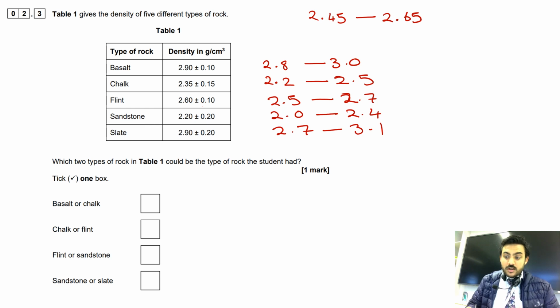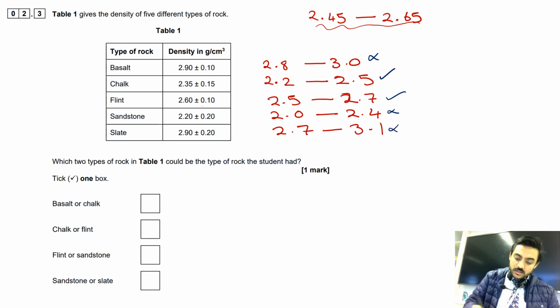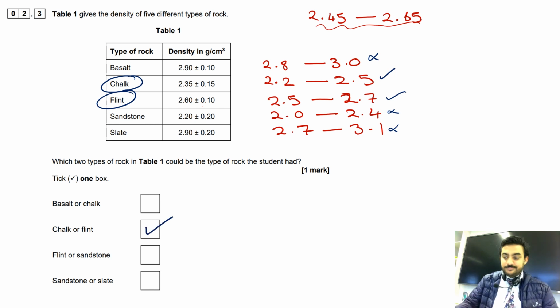Now, which one could fit this rock? Well, this one couldn't. It's out of the range. This one could, definitely in the range. 2.5 happens to be in between 2.45 and 2.65. This one definitely could. It's within the range. 2.5 happens to be in between those ranges. 2.4 is not, and this is definitely not. So you've got chalk and flint. So that's our answer. Easy peasy.